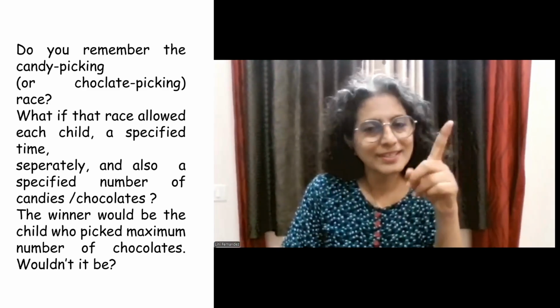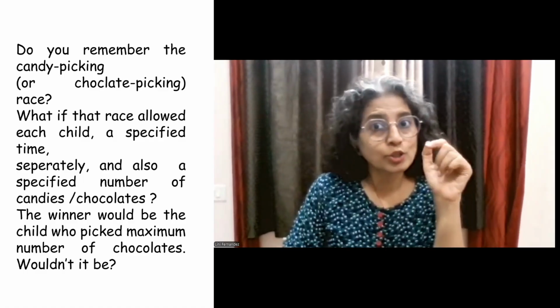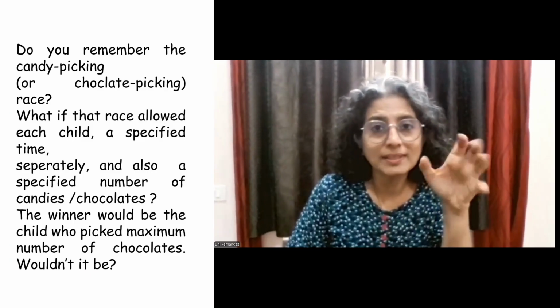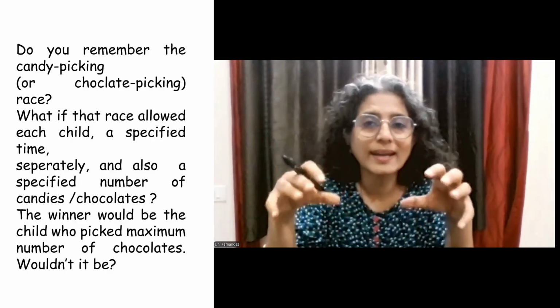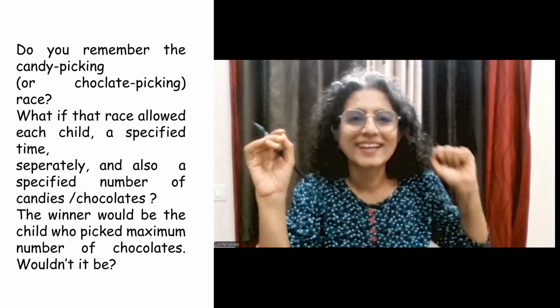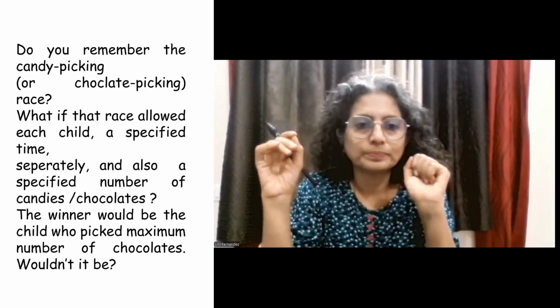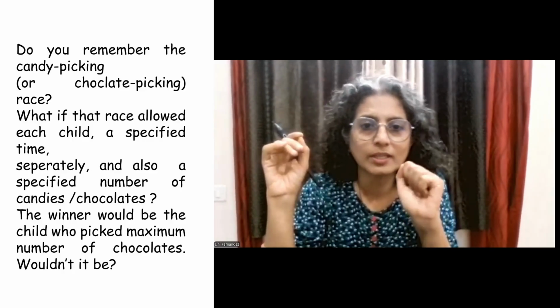Welcome to the first experiment, chapter 9. Do you remember the candy picking or chocolate picking race? What if that race allowed each child a specified time separately and also a specified number of candies or chocolates? Remember the competition. Children would go try to pick the candies as fast as possible, or chocolates as fast as possible, and try to put them in their pockets, right? So the winner would be the child who picked the maximum number of chocolates, wouldn't it?